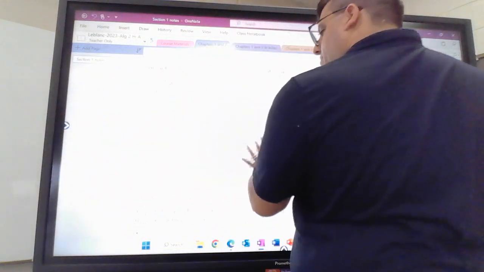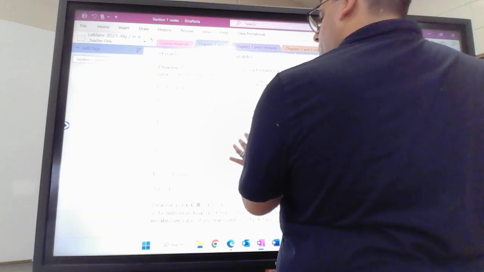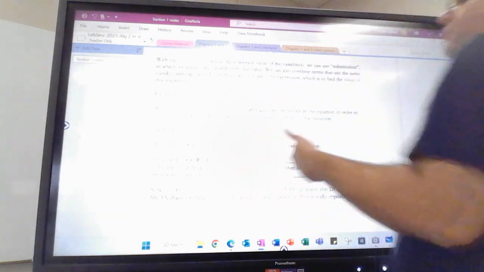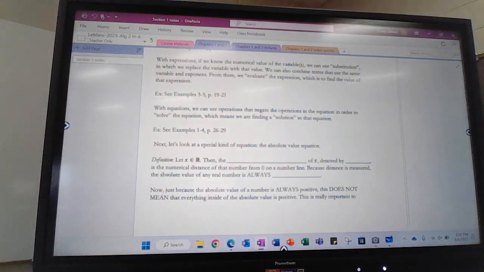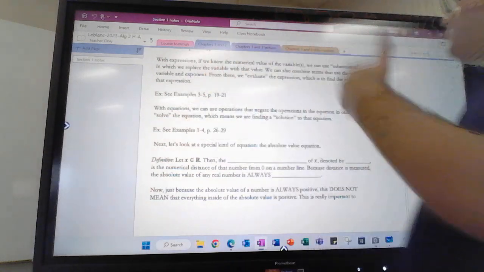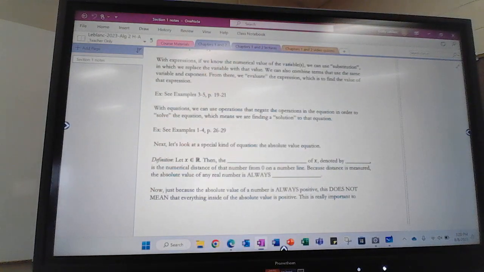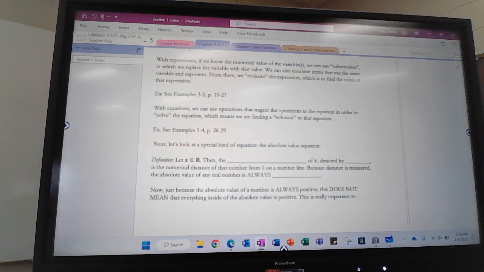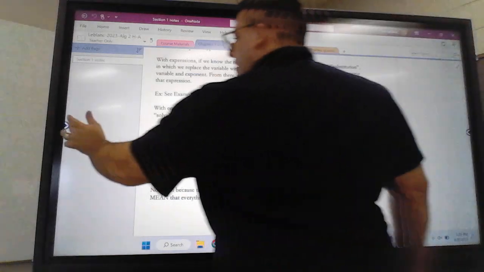So then we get to more examples of expressions. If we know the numerical value of the variable, we can use substitution, in which we replace the variable with that value. And we can also combine terms that use the same variable and exponent. This is what's called evaluation. We evaluate the expression. We find the value of that expression. I'll give you an example here.